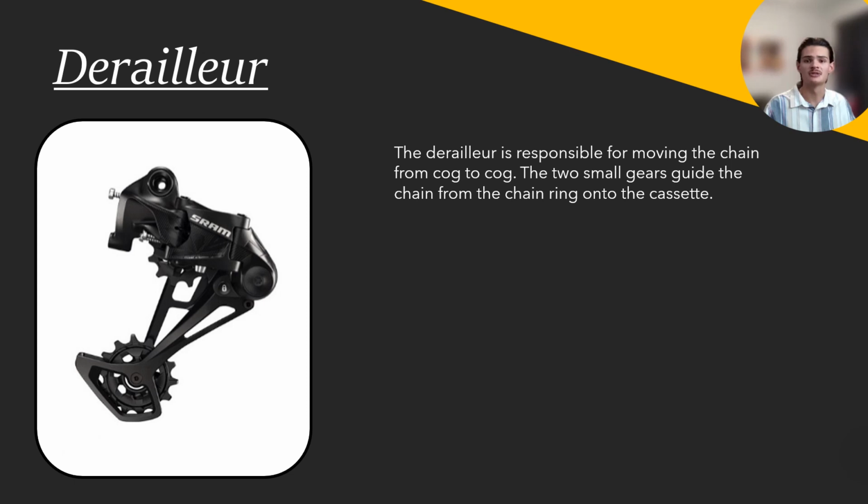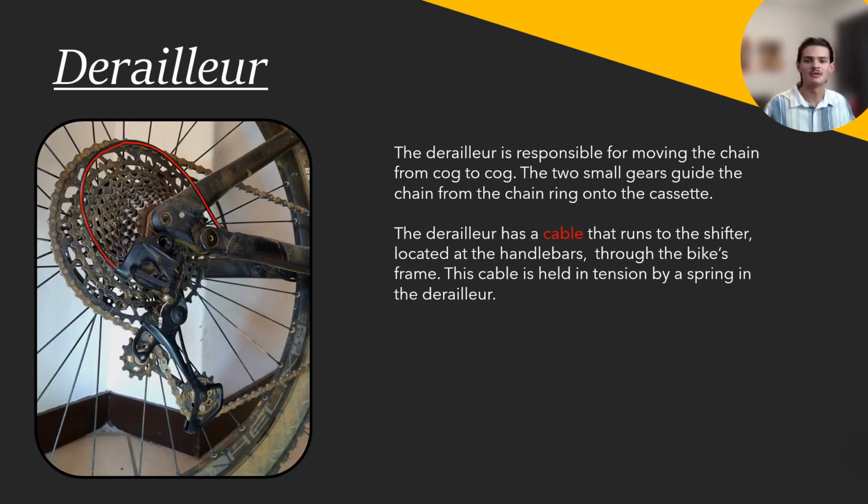The derailleur is responsible for moving the chain from cog to cog. The two small gears guide the chain from the chainring onto the cassette. The derailleur has a cable that runs to the shifter located at the handlebars through the bike's frame. This cable is held in tension by a spring in the derailleur.